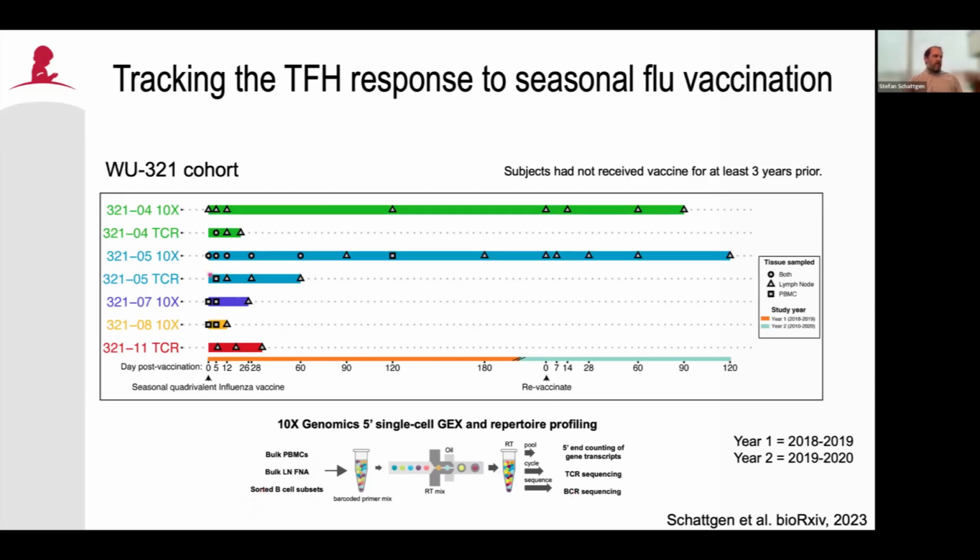And here we can see all the individuals that were included in this part of the study, where we have donors 4, 5, 7, 8, where we have 10x data collected from these individuals. And for donor 11, we only have bulk repertoire sequencing from sorted TFH cells. For the focus of my talk today, I'll mostly be talking about donors 4 and 5 here. These are the best and most comprehensively studied, particularly donor 5, where we have lots of time points where we have matching blood and lymph node samples to look at.